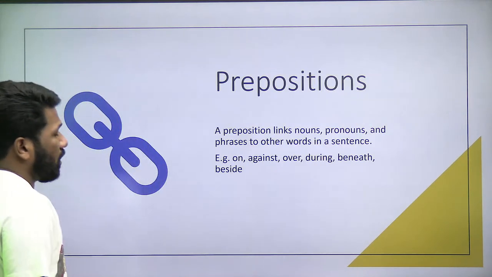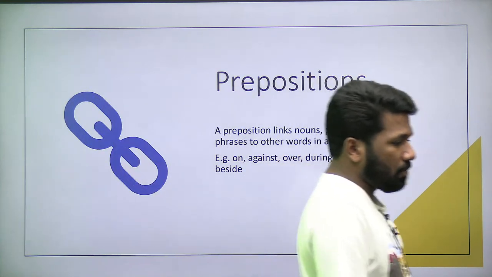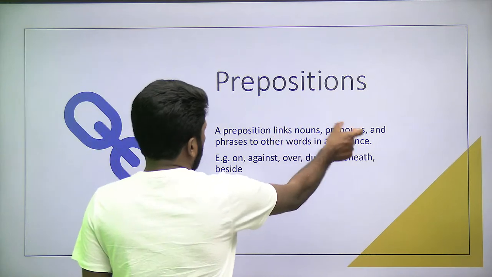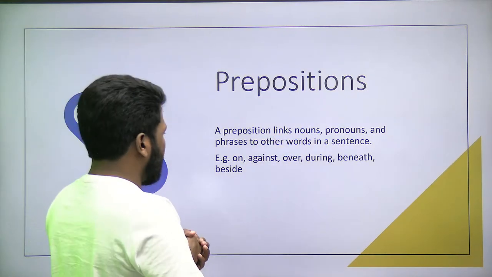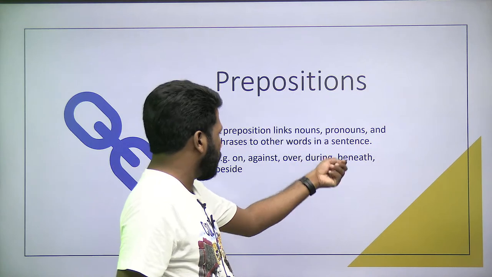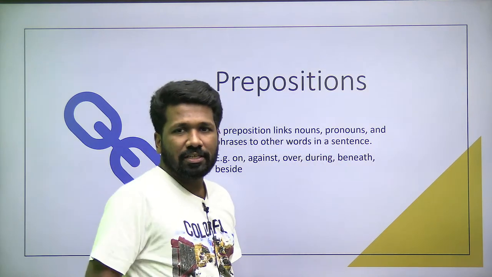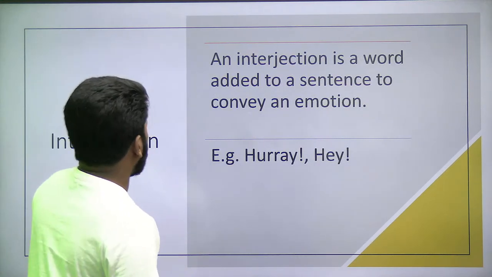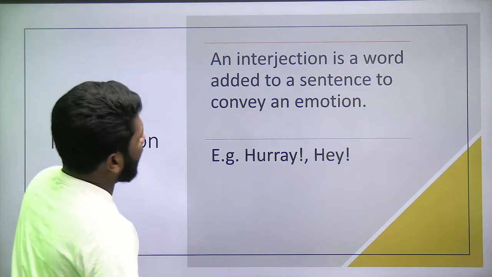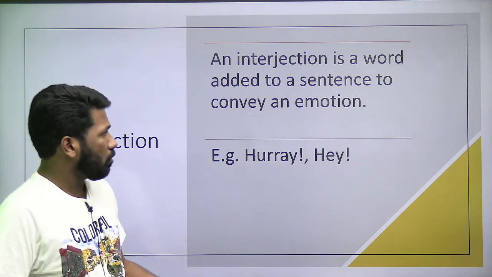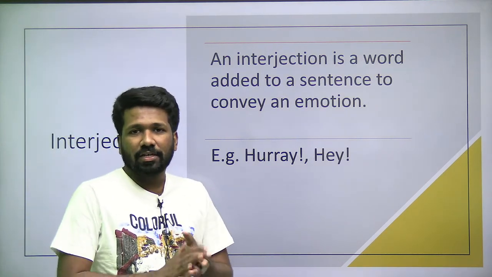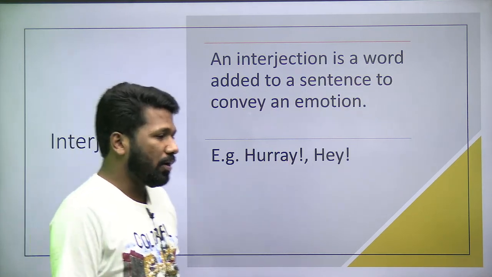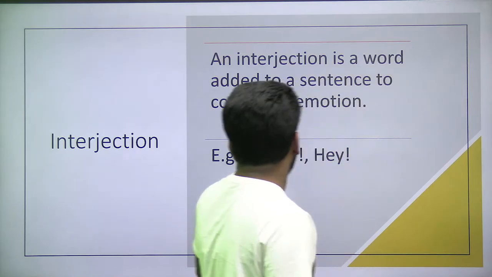Then prepositions. Very important topic. Many questions were asked from prepositions. What is a preposition? I hope all of you know. A preposition links nouns, pronouns and phrases to other words in the sentence. On, against, over, during, beneath, beside, in, at, etc. are prepositions. Then interjection. What is an interjection? An interjection is a word added to the sentence to convey an emotion. Hooray, hey, etc. are used with an exclamation. To convey an emotion, we use an interjection.